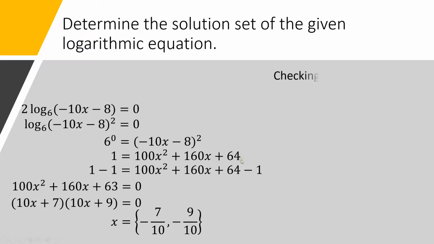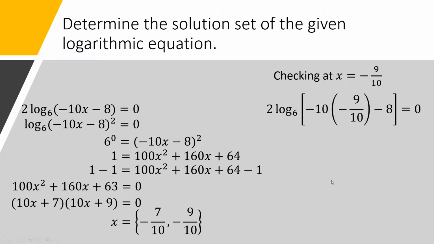Now, let's try negative 9 over 10. So substitute, the same process. So what remains is 2 times logarithm of the quantity 9 minus 8 with base 6. Is that equal to 0? 9 minus 8 is equal to 1. And from the previous discussions, if the argument of the logarithm is 1, that is automatically equal to 0. So 2 times 0 is equal to 0.